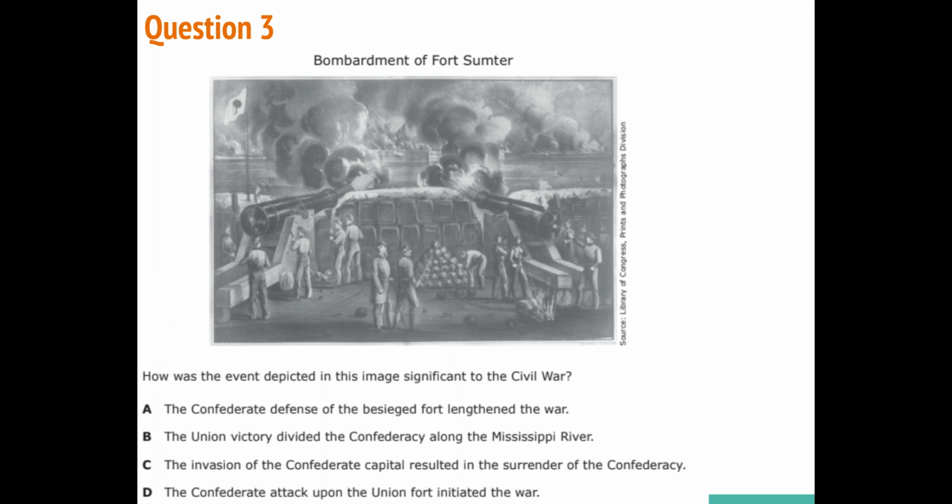So here we have an image, the bombardment of Fort Sumter. How is the event depicted in this image significant to the Civil War? So really, what was the significance of Fort Sumter? Was it A, the Confederate defense of the besieged fort lengthened the war? B, the Union victory divided the Confederacy along the Mississippi River? C, the invasion of the Confederate capital resulted in the surrender of the Confederacy? Or D, the Confederate attack upon the Union fort initiated the war?